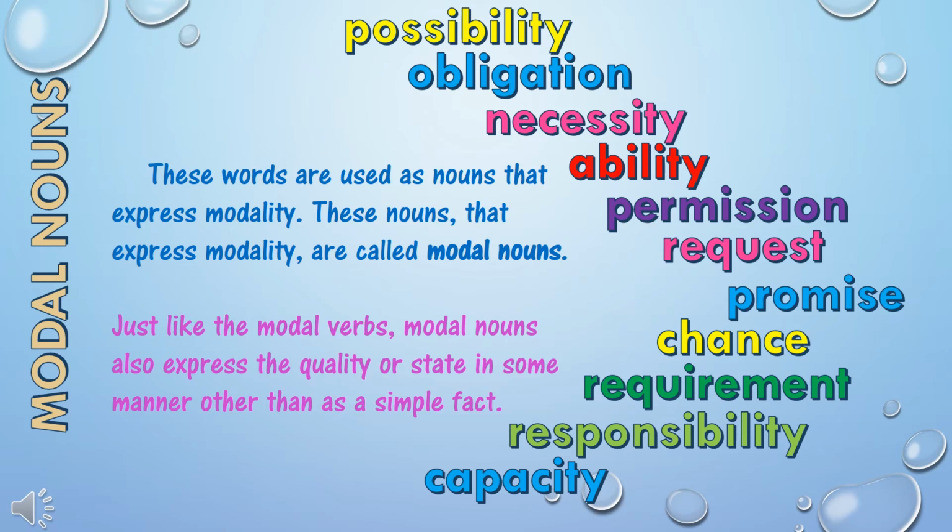The words on your screen, such as possibility, obligation, necessity, ability, permission, request, promise, chance, requirement, responsibility, and capacity are used as nouns that express modality. These nouns that express modality are called modal nouns. And just like modal verbs, modal nouns also express the quality or state in some manner other than as a simple fact.